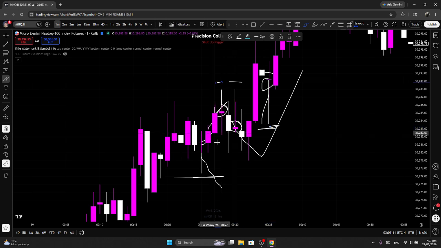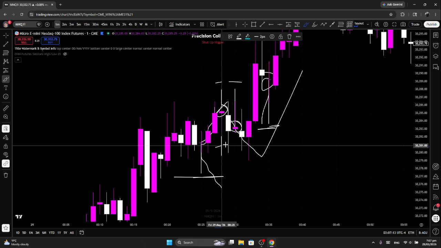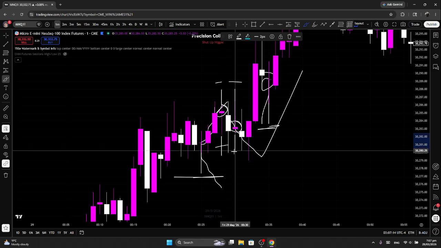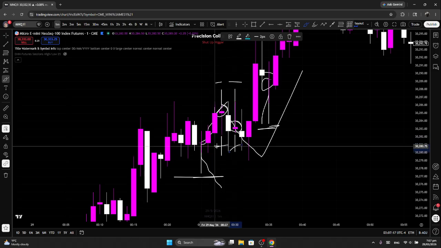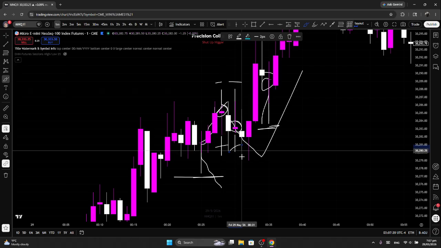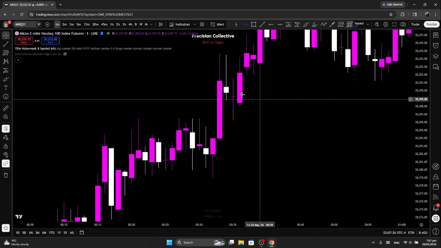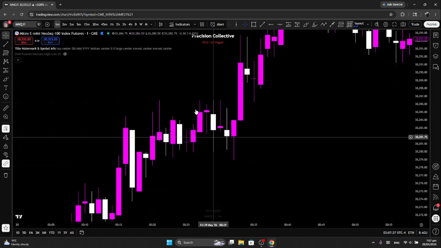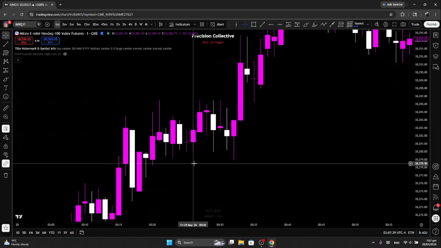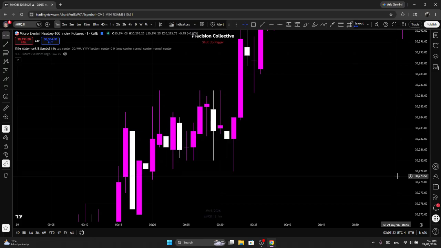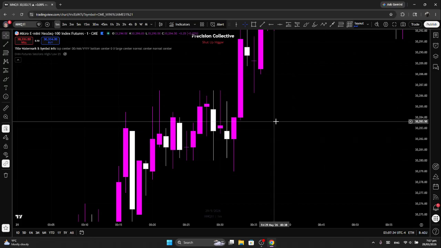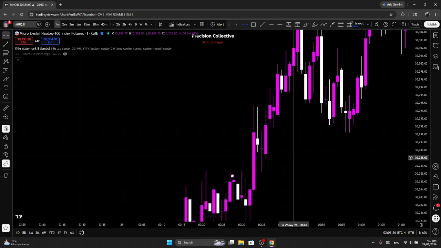Buyers are not in control, and neither are sellers. Buyers are trying to push it up, sellers are pushing it down. And that creates these candles. And price doesn't really know what to do, it's indecisive about it. But let's talk about momentum.